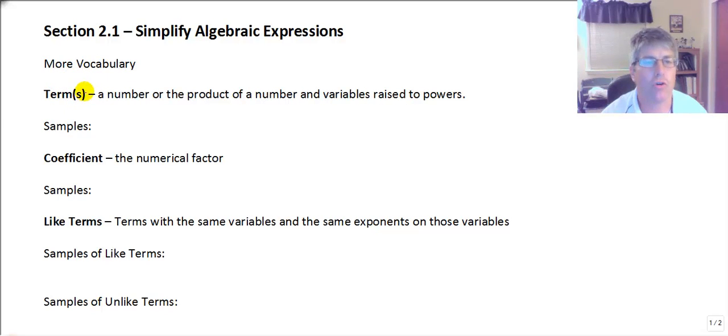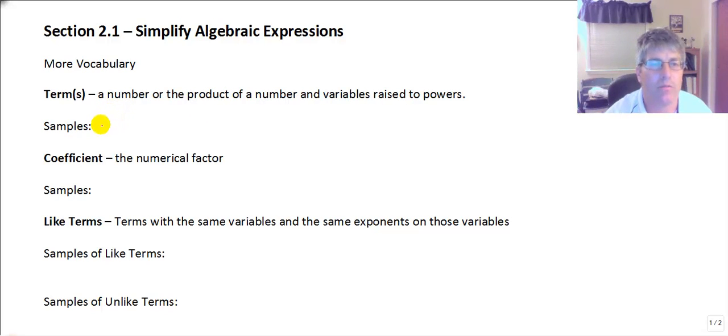Terms are a number or the product of a number and variables raised to powers. Terms are generally added and subtracted and not multiplied among each other. Now, product implies there's multiplication within terms, but we will generally add and subtract terms.